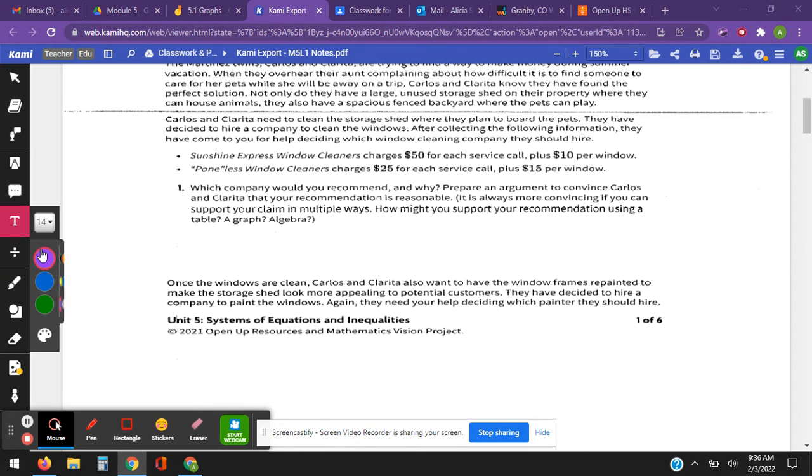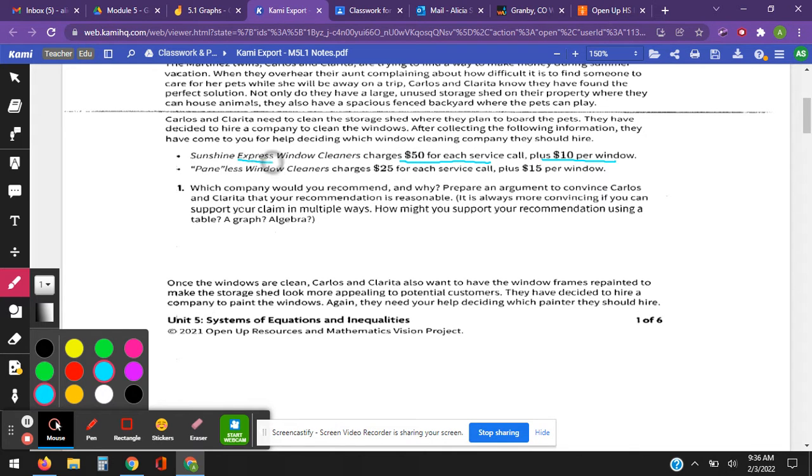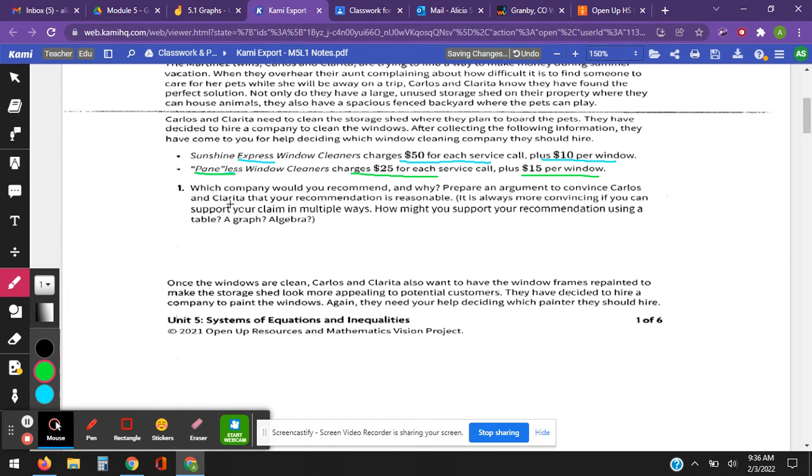Let's use a color here. Use blue for them. $50 for each service call and $10 per window. That's Sunshine Express. And then we have Painless Window. It charges $25 for each service call and $15 per window. So which would we recommend and why?